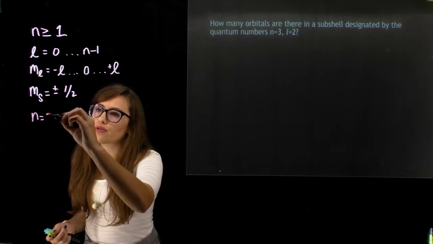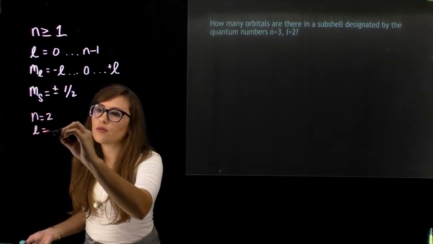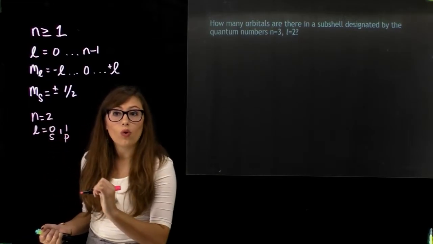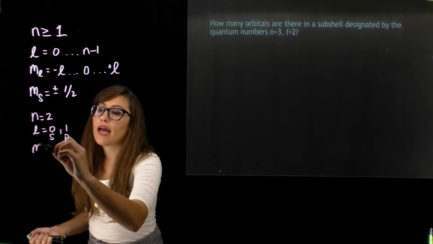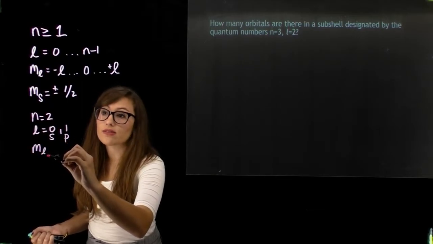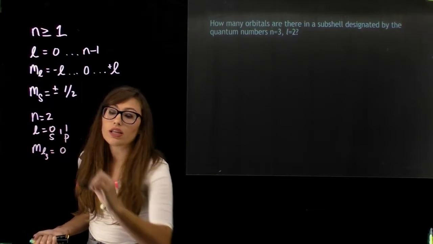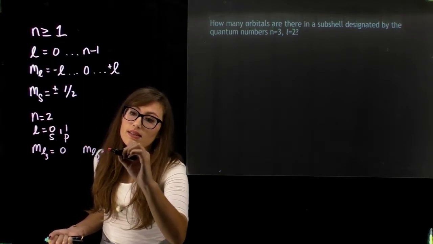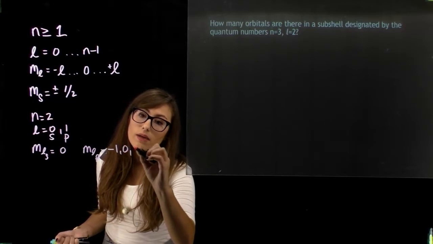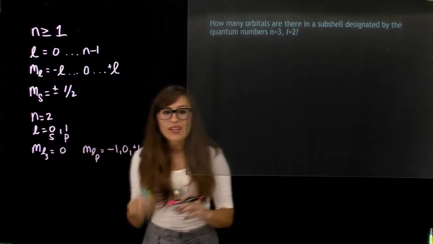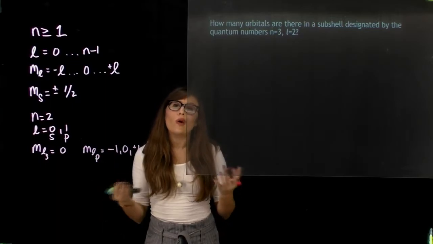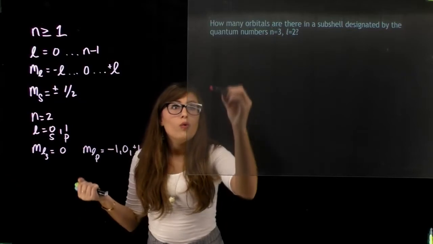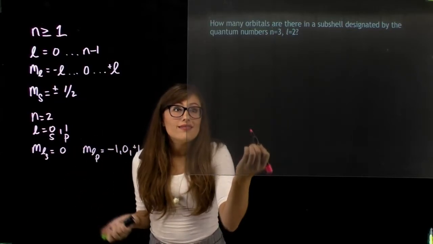So n is equal to 2. That means L is equal to 0 and 1, which is my s and p orbitals. ML, for when L is equal to 0, is only equal to 0. And ML for p is equal to -1, 0, and +1. And this is going to help us better understand what an orbital is, what a shell is, and what a subshell is. So we know when L is equal to 0, this is the s orbital.